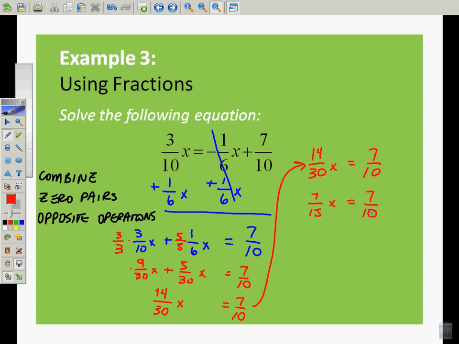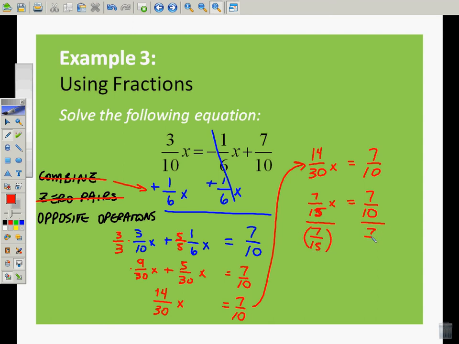Now, I have already combined like terms here. I didn't have to do zero pairs because there was nothing to zero pair up with. Now I'm going to do opposite operations. So if I'm multiplying 7 over 15 by x, to undo that, I divide by 7 over 15.